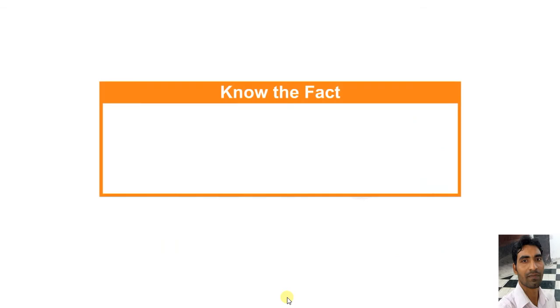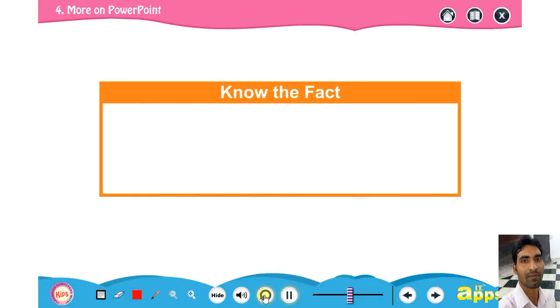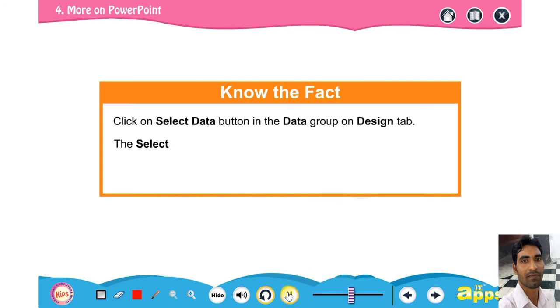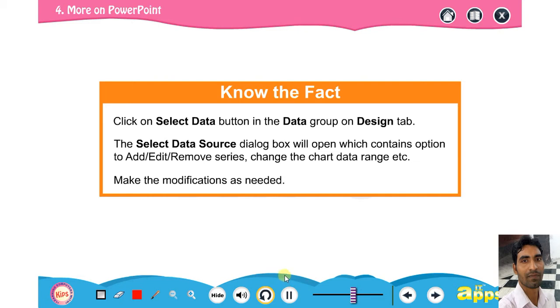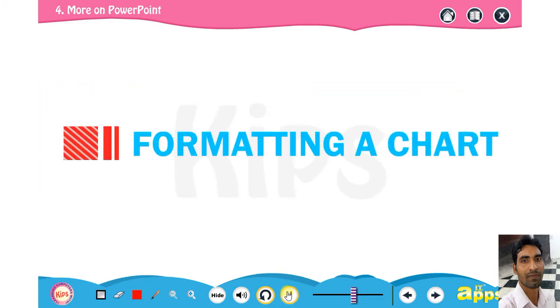Students, note the fact that we modify the chart settings by clicking on the Select Data button in the Data group on the Design tab. The Select Data Source dialog box, with options to add, edit, remove series and change the chart data range, will open. Make the modifications as needed. Let us now learn how to format a chart.